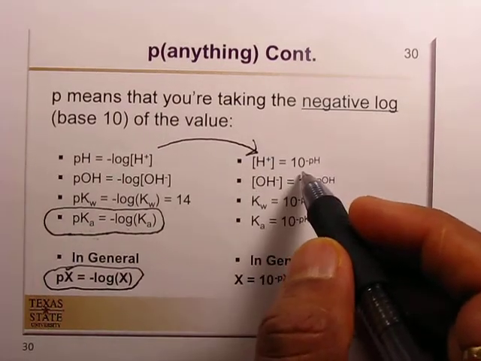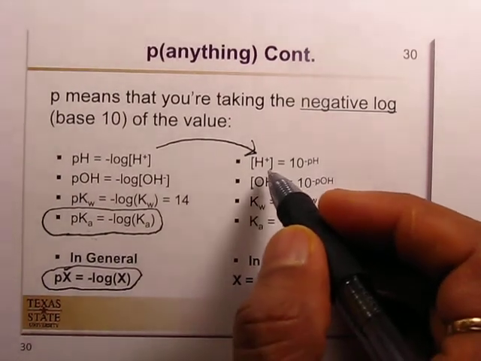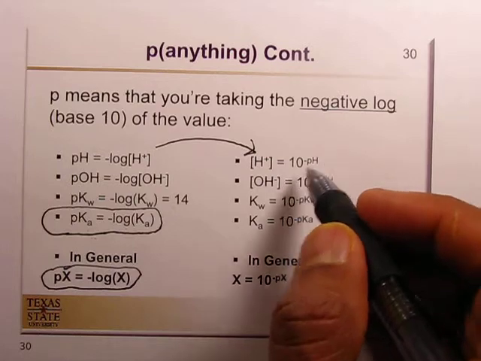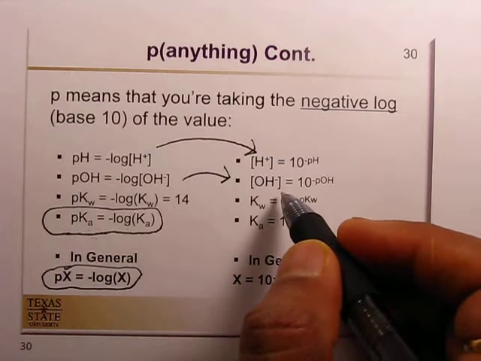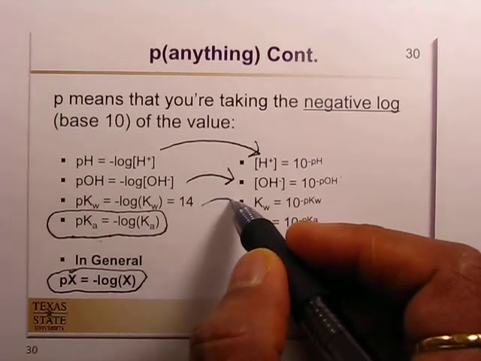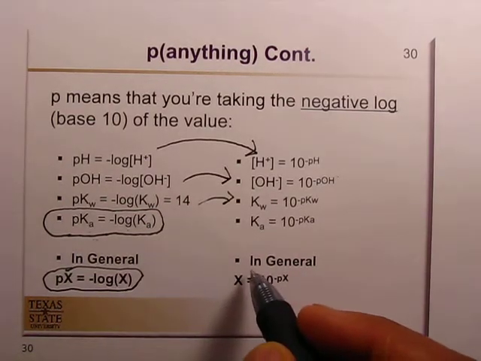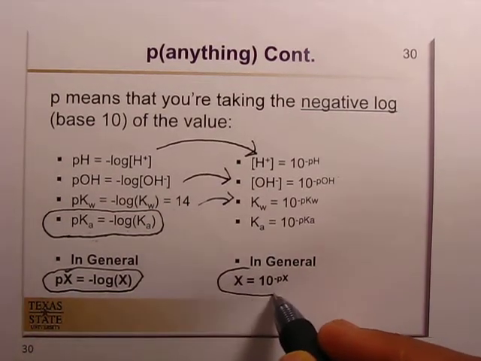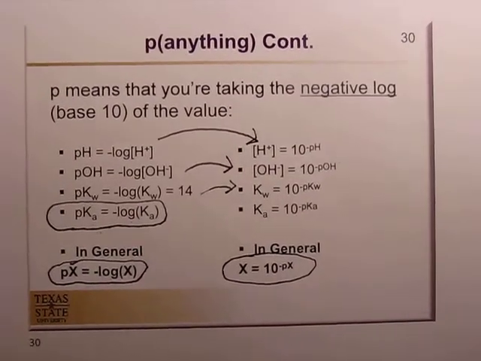or just reverse this into the scientific notation or exponential form, then we can write hydrogen ion concentration is equal to 10 raised to the power minus pH, or we can also write it in this form: hydroxyl ion concentration is equal to 10 raised to the power minus pOH. Kw is equal to 10 raised to the power minus pKw. So in general, we can write x is equal to 10 raised to the power minus px. These are important conversions we are going to use when we do the pH calculation.